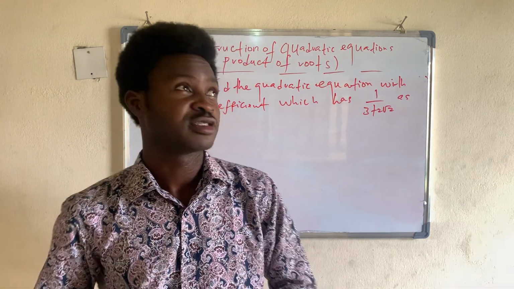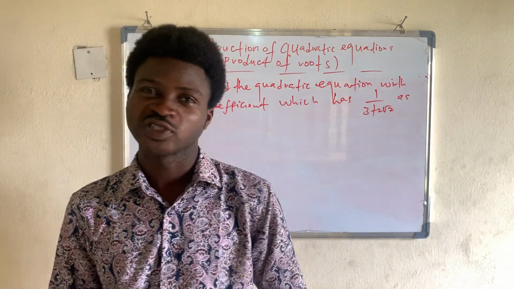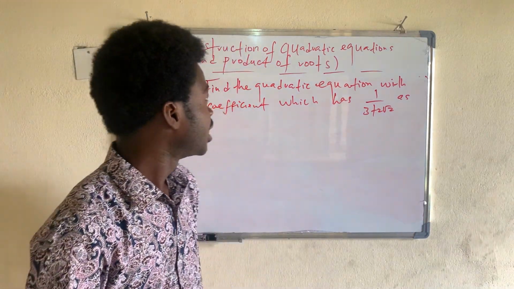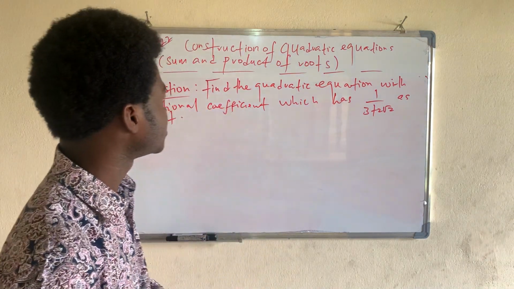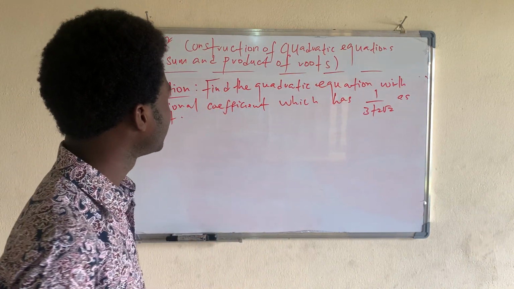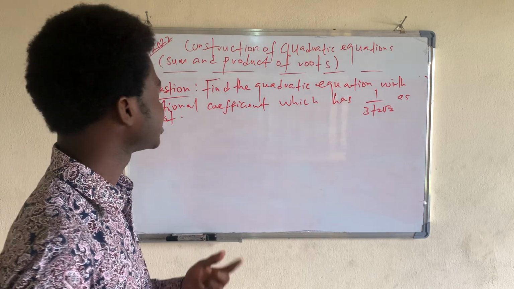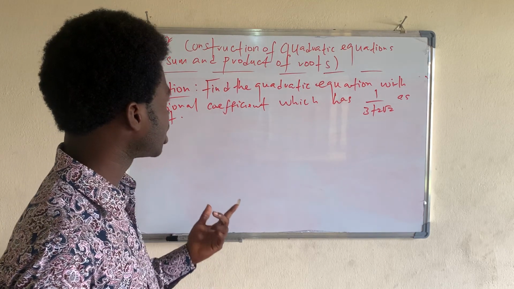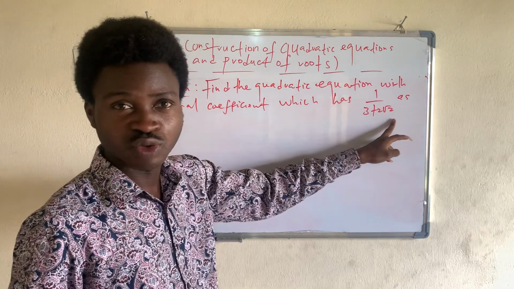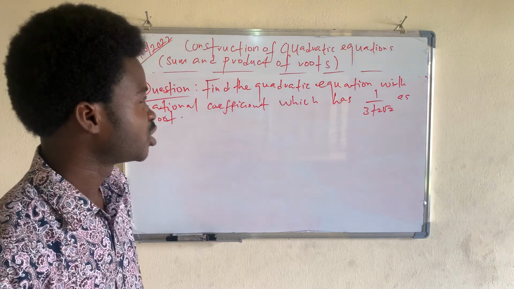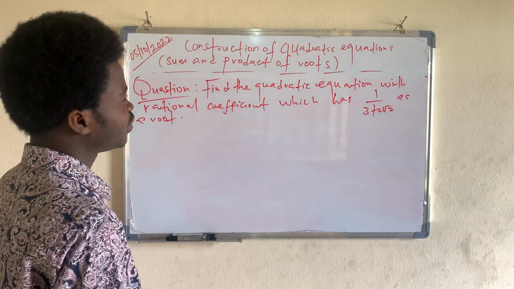We are on the construction of quadratic equations, and as you can see on the board, we have a problem to treat under this construction of quadratic equations. Here we have: find the quadratic equation with rational coefficients which has 1/(3 + 2√2) as a root. Let's see how we solve this.